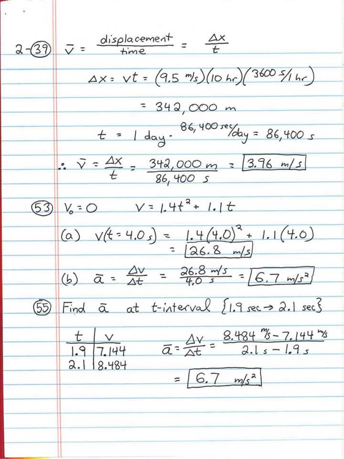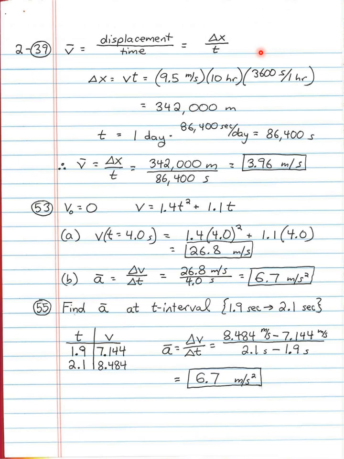Number 39 says a dog sled goes straight at 9.5 meters per second for 10 hours. Then the dogs rest for the remainder of the day. What is the average velocity for the entire 24-hour day? Well, average velocity is going to be displacement over time.